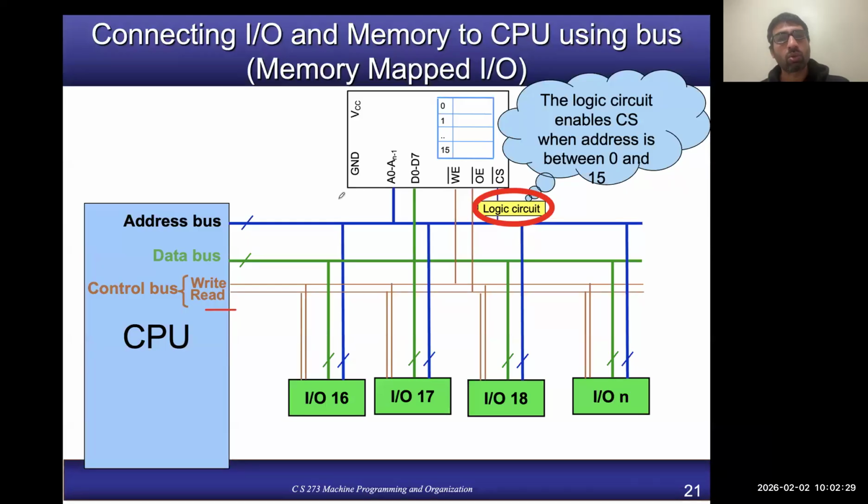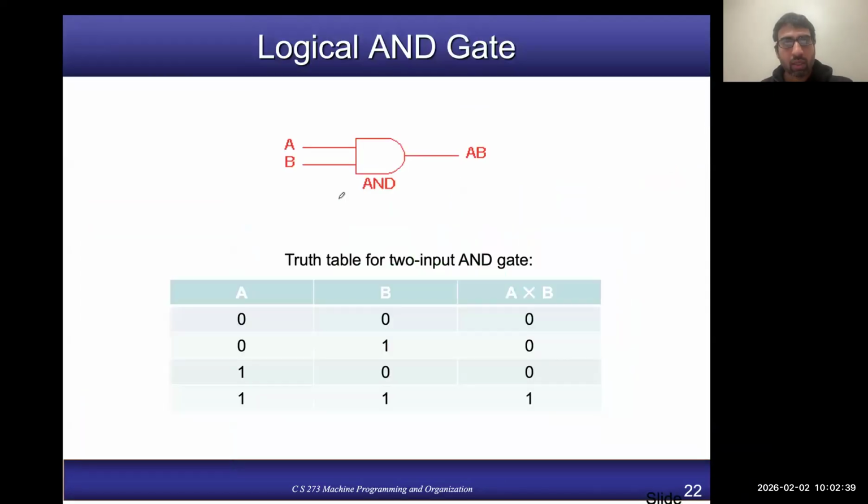So first, let's go through the understanding of logic gates, how they work, and then we will see how we can use them to construct address decoders. Okay. So there are different types of logic gates. The first one which we are going to cover is the AND gate.